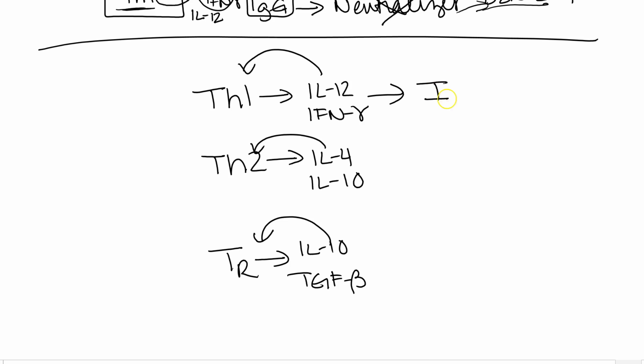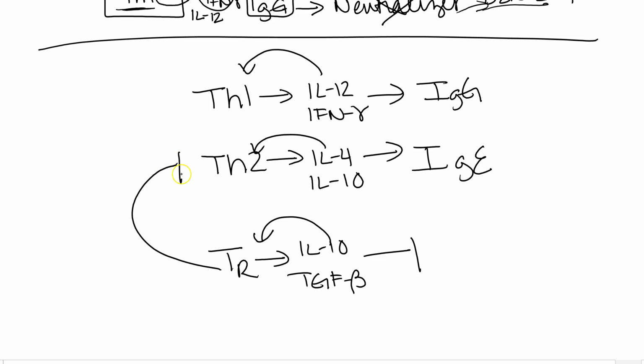This leads to largely production of IgG. This is largely going to lead to production of IgE. Here, we're not producing antibodies. We're not trying to start an antibody response, because antibodies actually promote inflammation. Instead, if we induce a Treg, we're actually going to stop the responses that are made by Th1 and Th2. Conversely, if a cell has decided to become a Th1 cell, it won't become a Th2 cell, and vice versa.